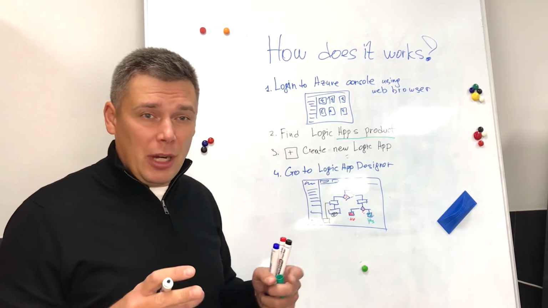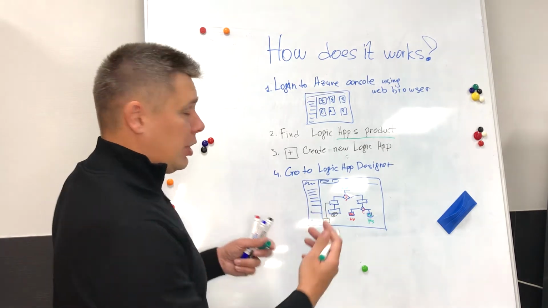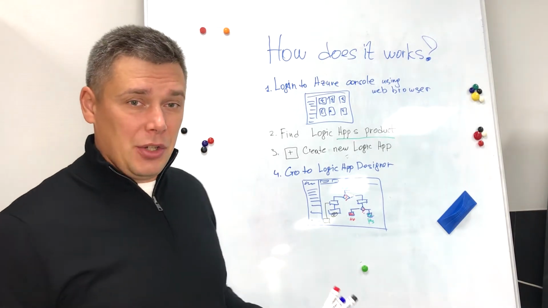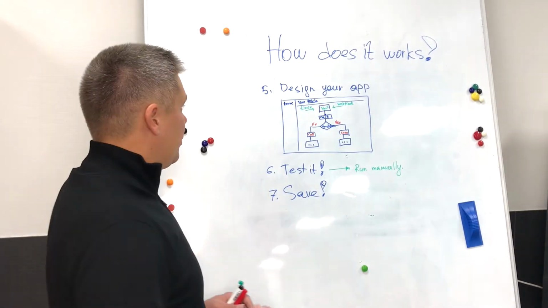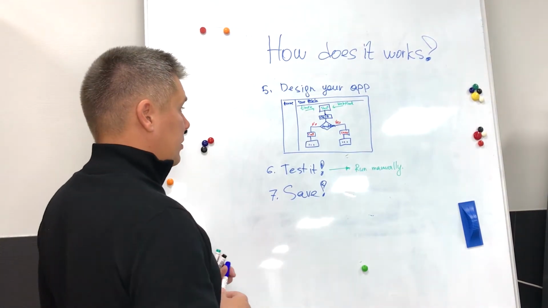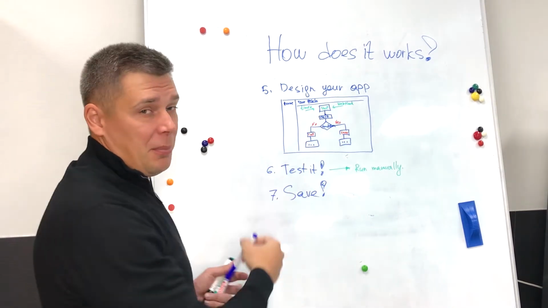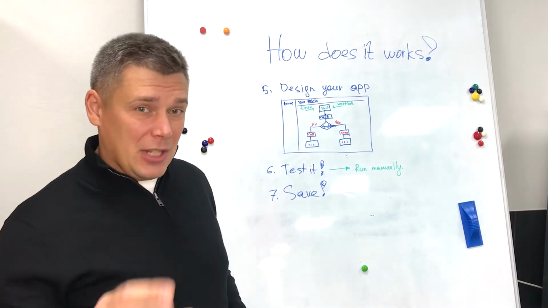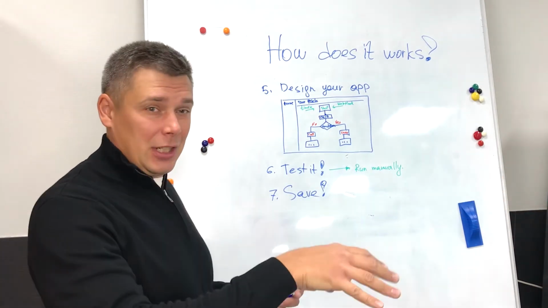Then, inside this Logic App product, you have to create a new Logic App, and after that you can go to Logic App Designer. It's a tool inside the web browser where you design your application using logical blocks. Inside the designer, you can design your application logic. It can be very complicated. For example, we have an entry point. It can be a timer event, or a webhook when some URL just calls your logic app and starts its execution.